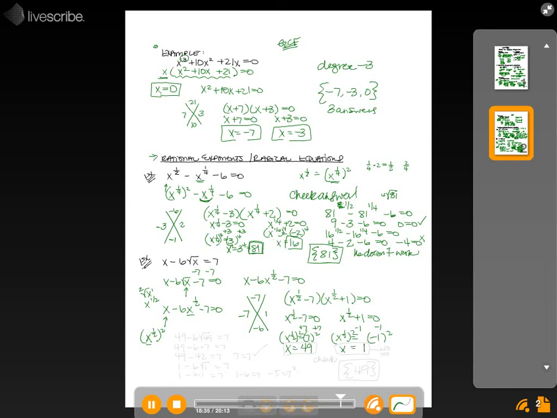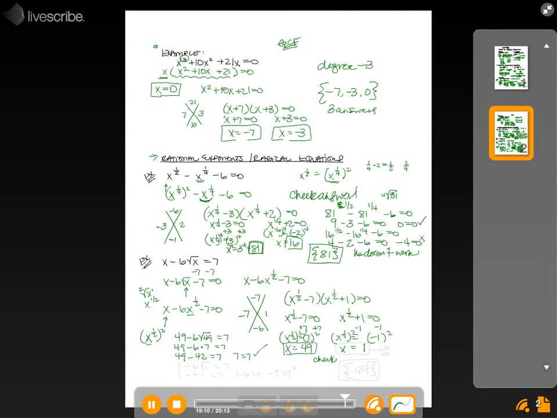We had rational exponents when we rewrote it, so we need to check the answers. Let's plug them back into the original. We'll start with 49. 49 minus 6 times the square root of 49 equals 7. The square root of 49 is 7. 49 minus 6 times 7 is 42 equals 7. 49 minus 42 is 7, so 7 equals 7. That one works. This one is part of the answer to our problem.